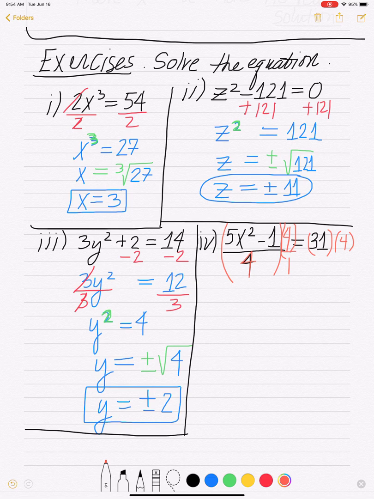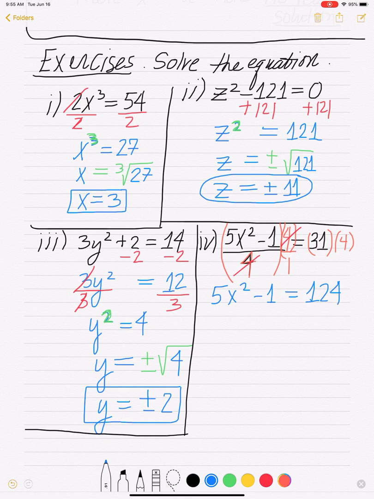Well, basically the 4's here cancel. 4 on top cancels with 4 on bottom. We're left with 5x squared minus 1. Then on the right-hand side, we're going to do 31 times 4. 31 times 4 is going to be 124. So that got rid of our fraction.